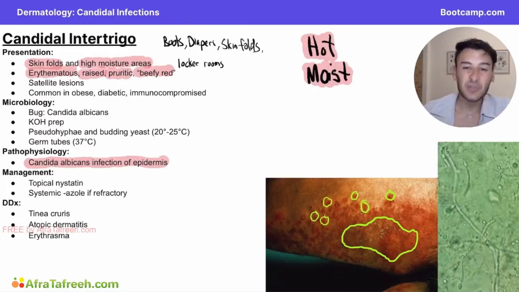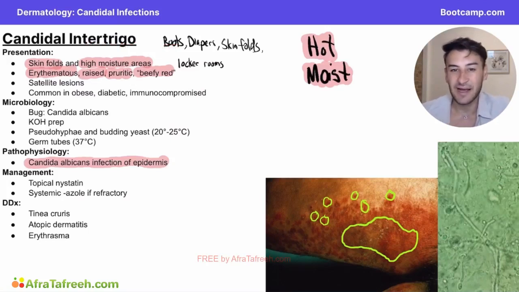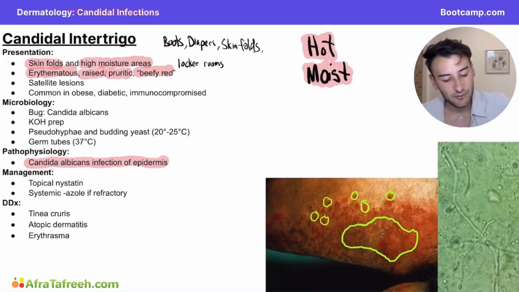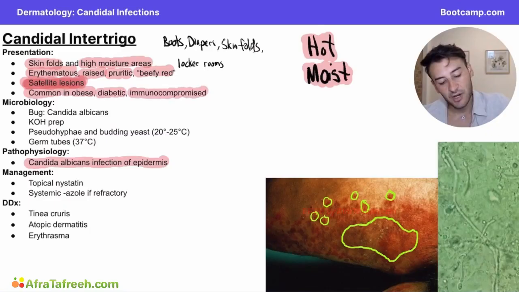And this is a super, super high-yield sticking point for candidal infections because other infectious disease processes will not have these satellite lesions, whereas candidal infections will. So just remember, it's going to be beefy red and erythematous, it's going to be pruritic, and we're going to have those satellite lesions. So I want to highlight the satellite lesions in extra dark red because it's extra important. And we talked about how it's going to be more common in our obese patients or patients with overlapping skin folds. And then we also have it being more common in diabetic and immunocompromised patients.